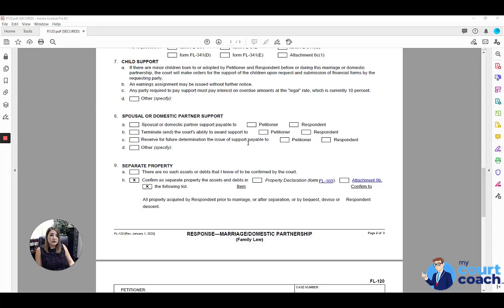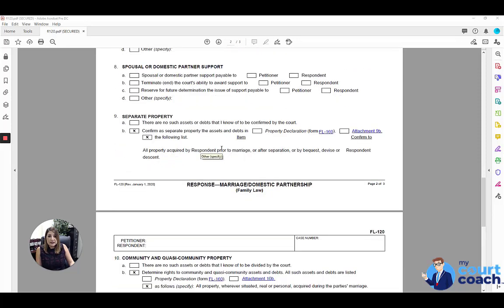If you want the court to hold on to the right to make spousal support determinations in the future, but maybe you don't necessarily need it today, you can ask them to reserve their authority to make that order in the future and which party you want to be able to have the right to request it in the future. If there are any other orders pertaining to spousal support you want to make, you can identify that specifically in 8D.